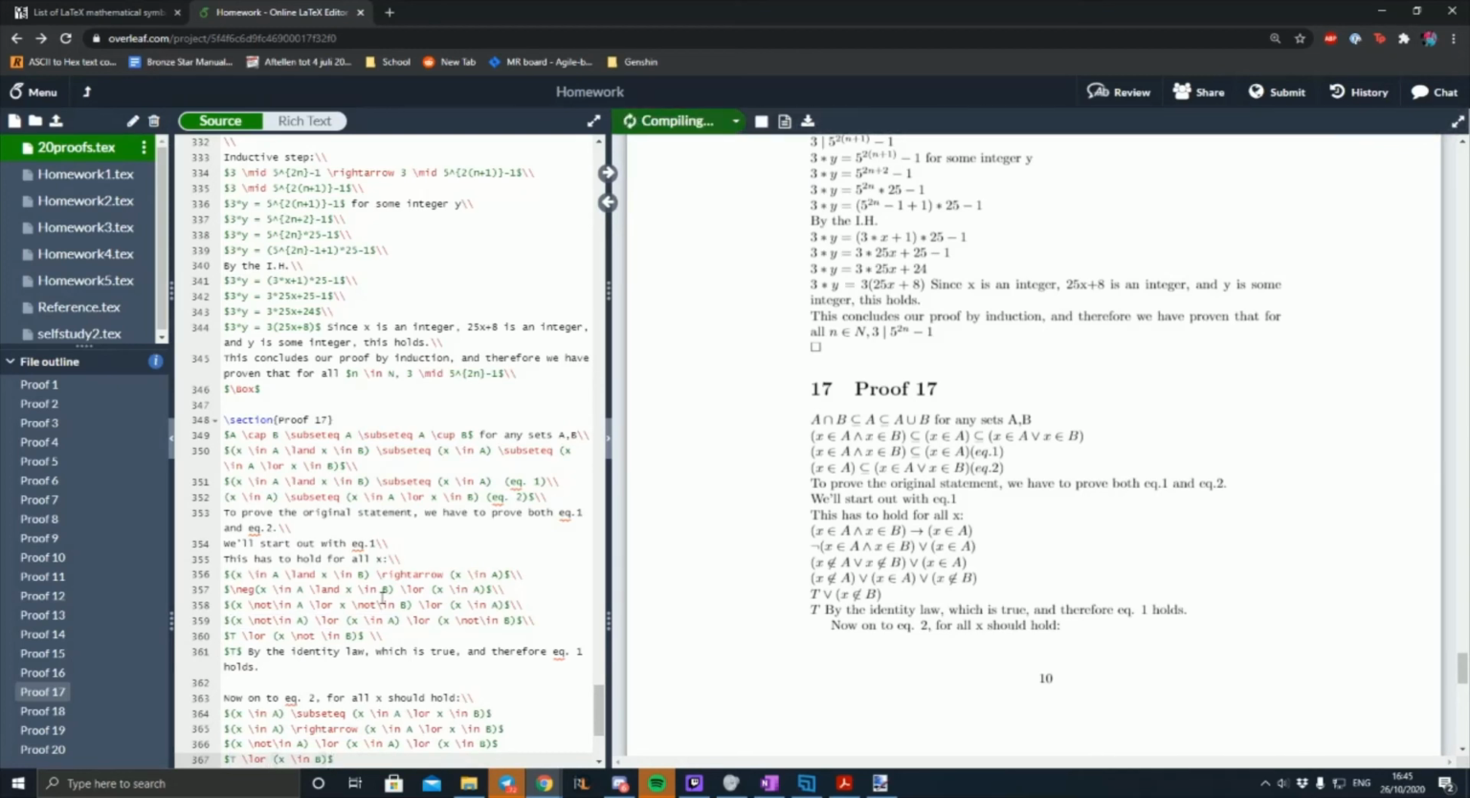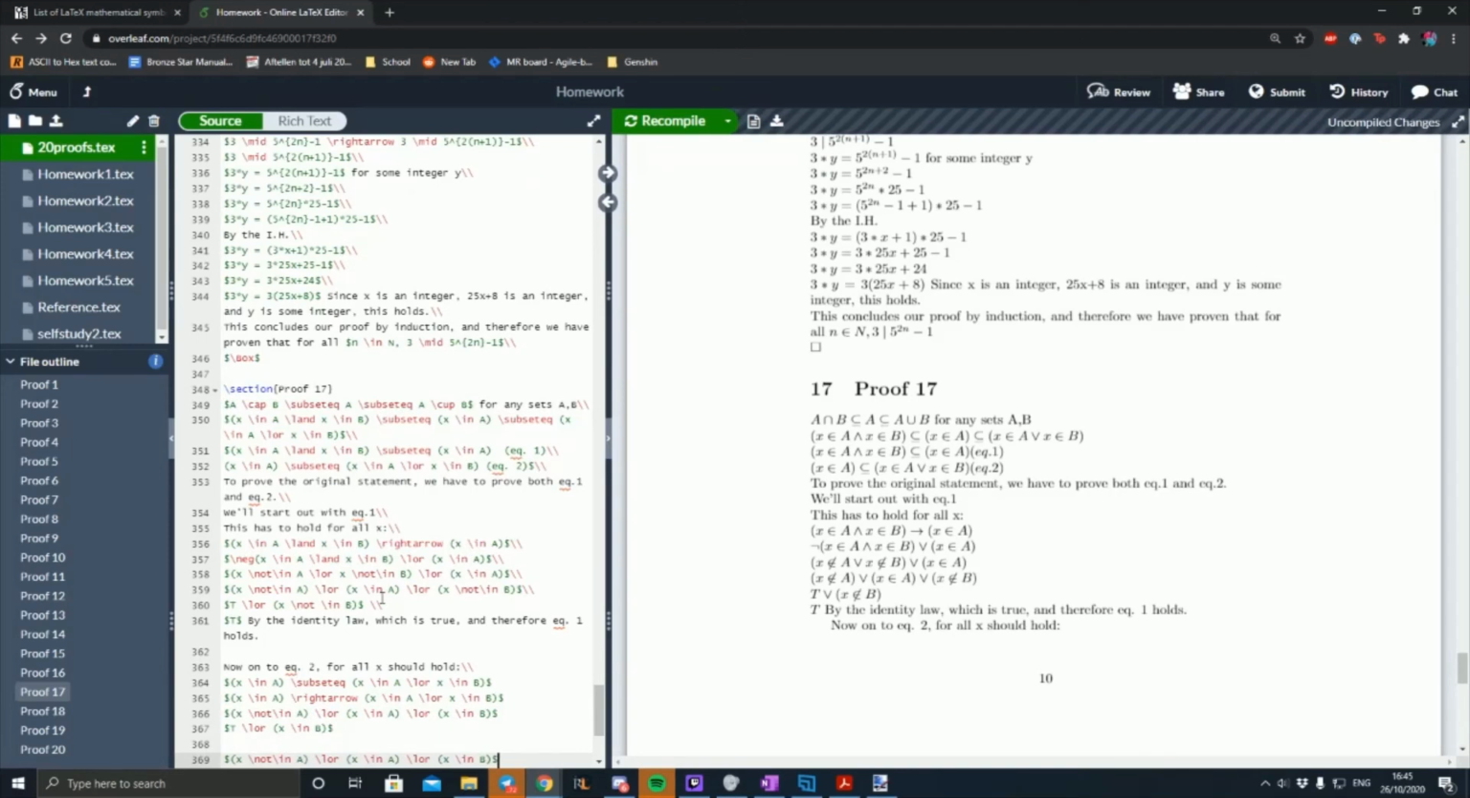Or B, and then by identity law, this is true. True by identity law. Therefore equation 2 holds as well. Therefore we have proven that.